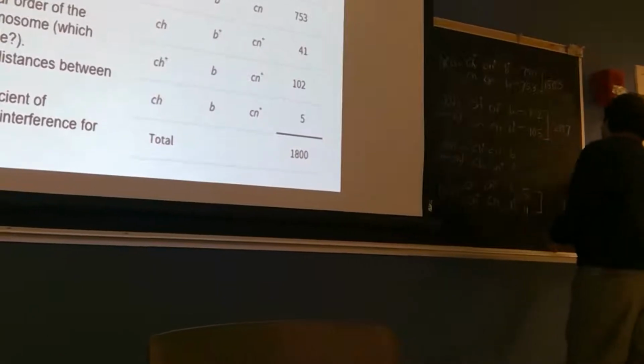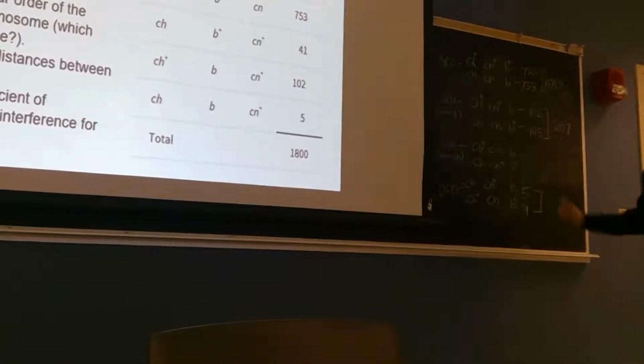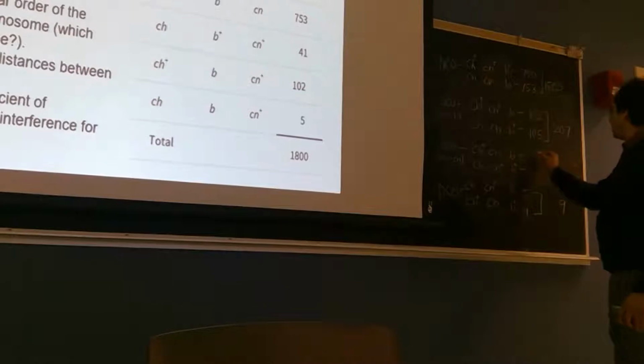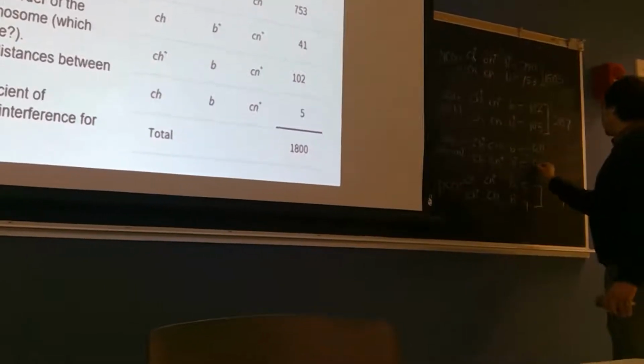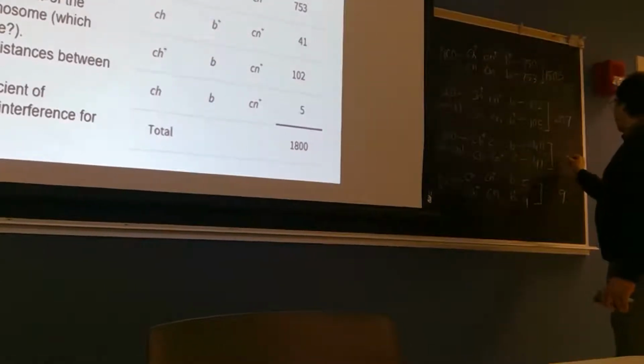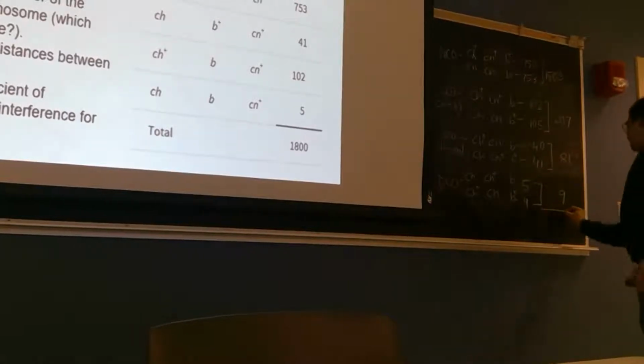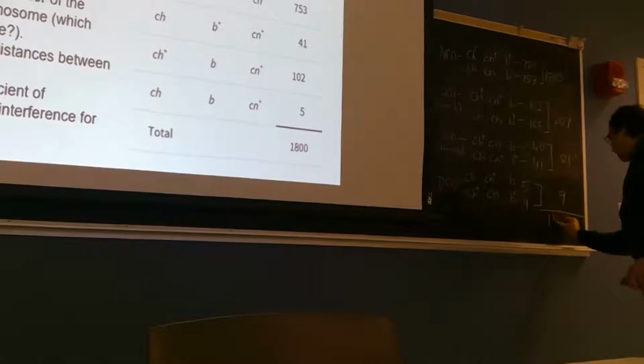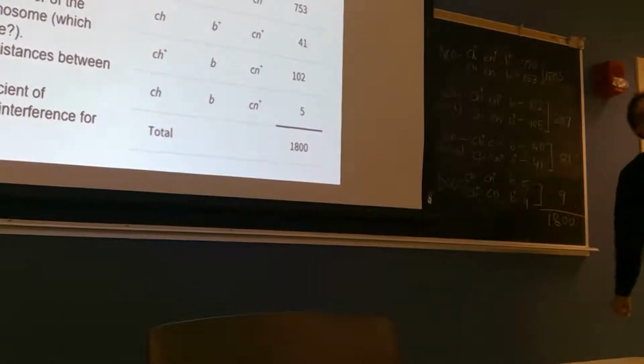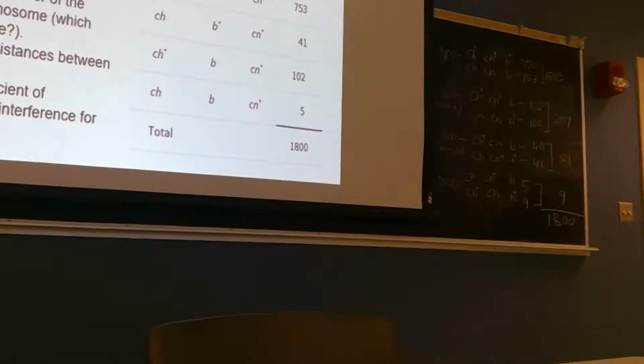Now, what are the numbers? Top one is 40, bottom one 41. 40 and 41, total is 81. Okay. What is the total number? It is 1800. Right? Total is 1800.